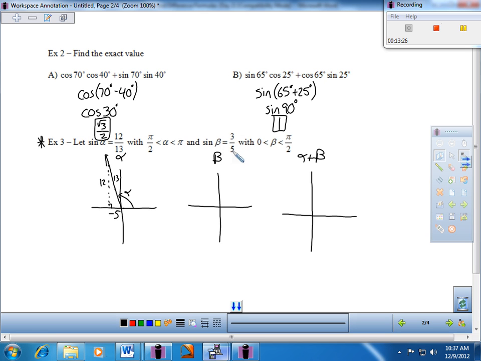Sine of beta is 3/5. Okay, so same thing, positive sine ratio. So that's either in quadrant 1 or quadrant 2. And beta is in between 0 and pi over 2. So it looks like, in this case, quadrant 1. So everyone, when you get a chance, give me a quadrant 1 angle. Y to r is 3 to 5.